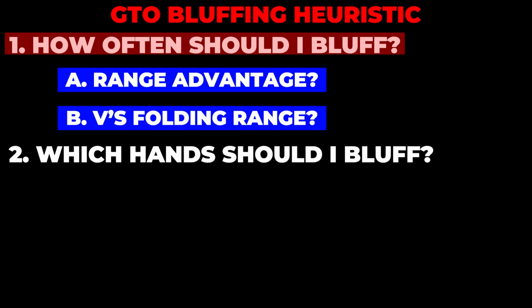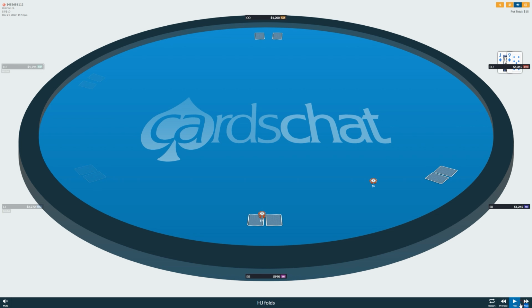To explain further, let's take a look at an example. Let's say that we're on the button holding Jack 9 of diamonds and we raise pre-flop and the big blind calls. The flop comes King 7 deuce rainbow. What should the big blind do?